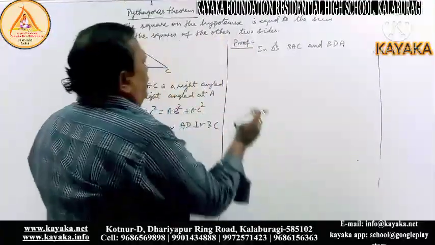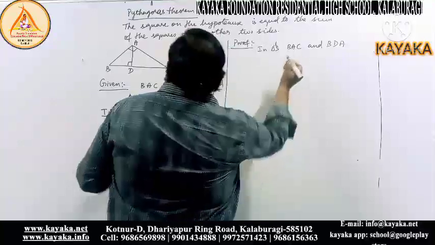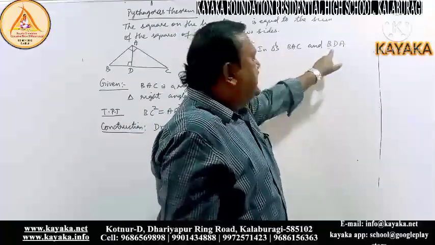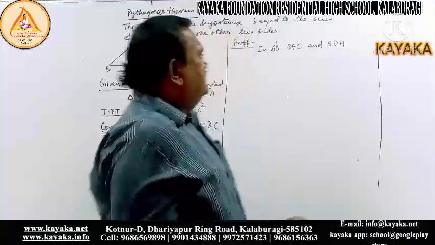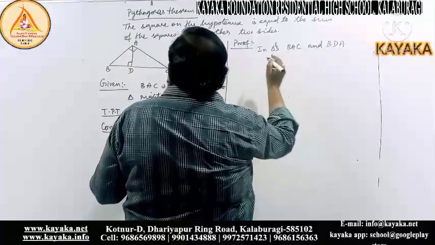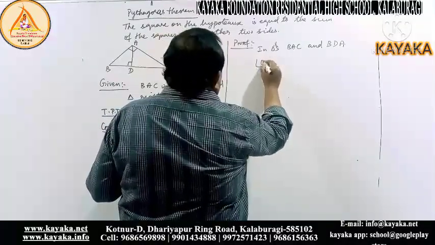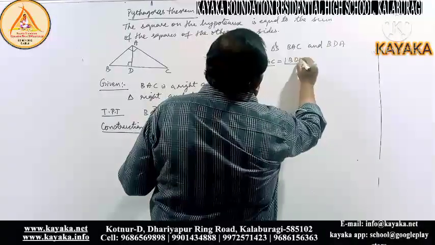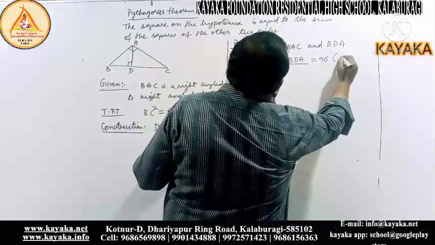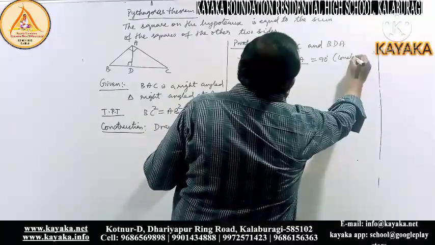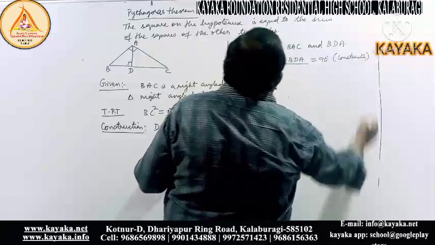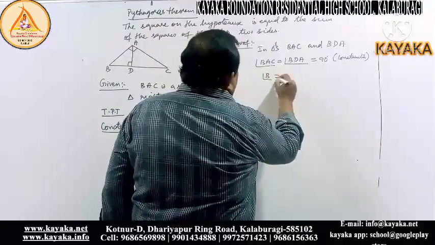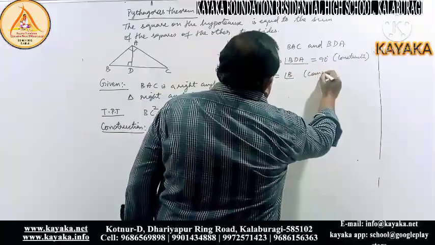Okay, now see here. Angle A is 90 degrees here. Angle D is 90 degrees here. Angle B and angle B are common angles. Okay, therefore in these two triangles we get angle BAC equal to angle BDA. Both equal to 90 degrees. You will get this by construction. And again, angle B equal to angle B. That is the common angle.